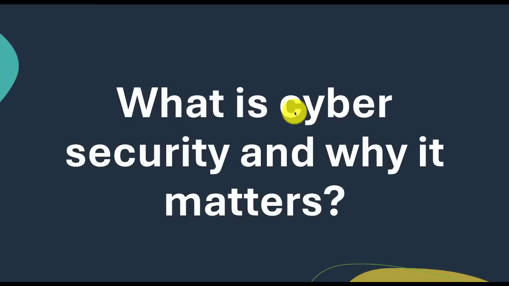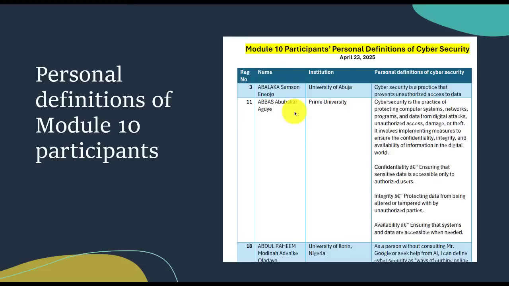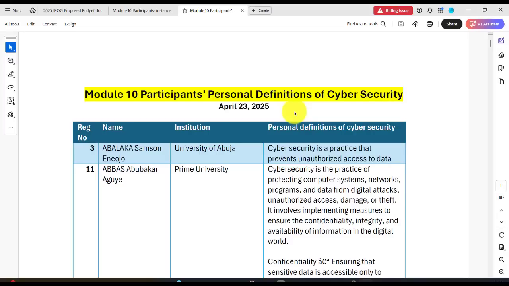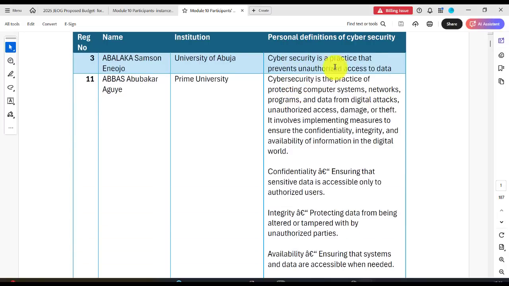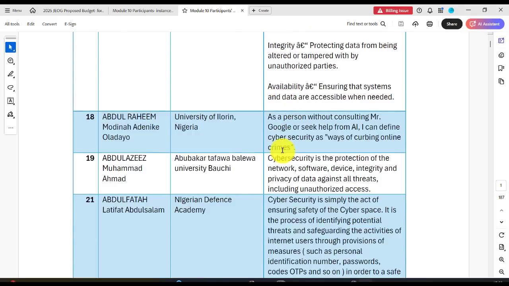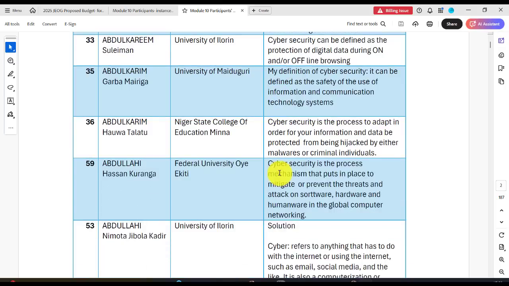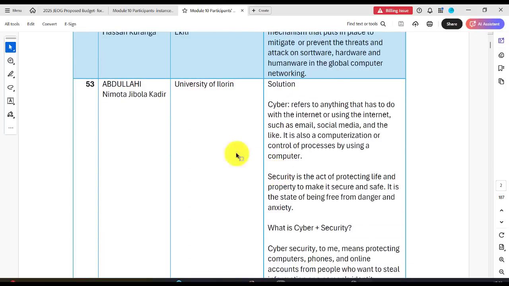So our first question is, what is cyber security and why does it matter? I did ask you in the discussion forum number 1, the practice discussion forum, to give me your personal definitions of cyber security. And we had a very rich harvest from you all. You are very brilliant participants, by the way. So this is the harvest of your personal definitions of cyber security. Wonderful definitions. And let's look at one of them.